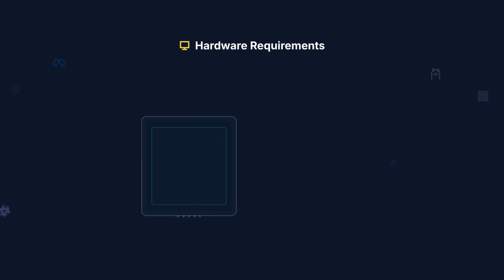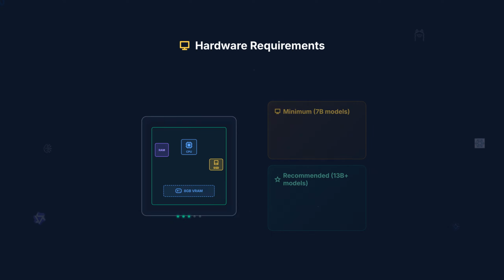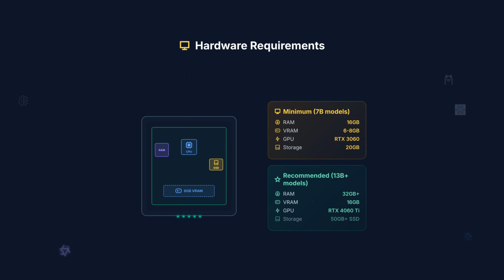How much hardware do you need for local AI? For 7 billion parameter models, 16 gigabytes RAM minimum, 32 gigabytes comfortable. A GPU with 8 gigabytes VRAM helps significantly. 13 billion parameter models need 16 gigabytes of VRAM. For best results, use an RTX 4060 Ti or better. 70 billion parameter models require 24 gigabytes of VRAM. That's RTX 4090 territory. You probably already have enough hardware to get started with 7 billion parameter models today.